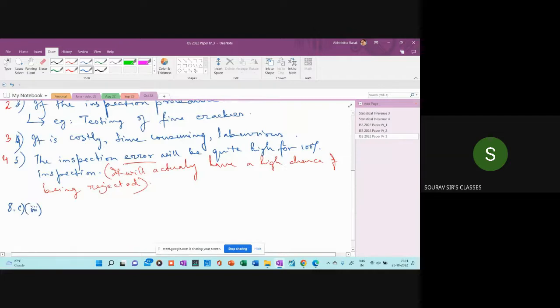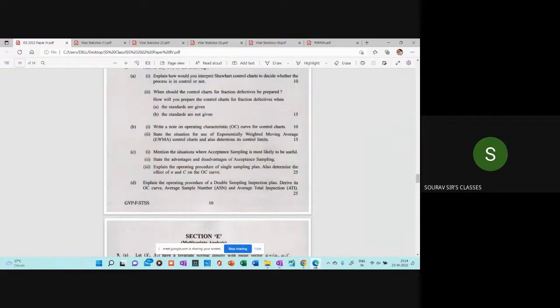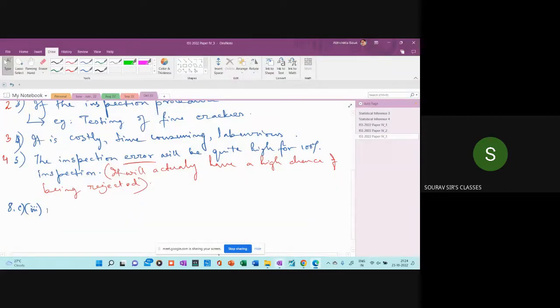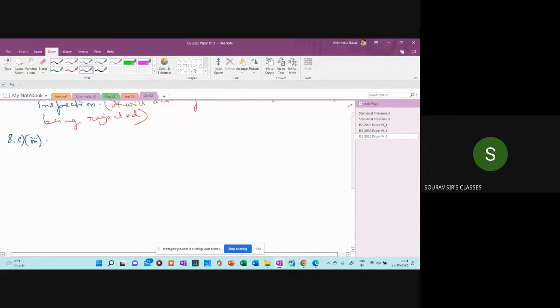So this is what they are asking for: explain the operating procedure for single sampling inspection plan. Also determine the effects of N and C on the OC curve. This is a very important point compared to the previous question, that's why I am moving on to this. First we need to discuss what the operating procedure of the single sampling plan is. Let us write this as an outline, then we can elaborate it.